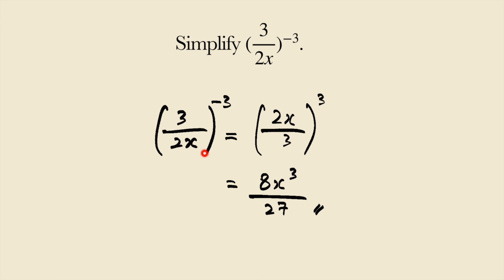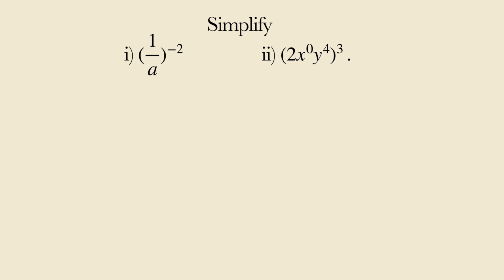Time for flipping. So 3 over 2x, 2x over 3. And my power has gone from negative 3 to positive 3. So now you just need to be careful. 3 is applied to the 2, to the x, to the 3. And this is the final answer. Simplify the expressions here. So this will cause me to flip 1 over a to a over 1. Now, do we have to write a over 1? No, just write it as a. This square now becomes, this negative 2 becomes positive 2. And that's it.